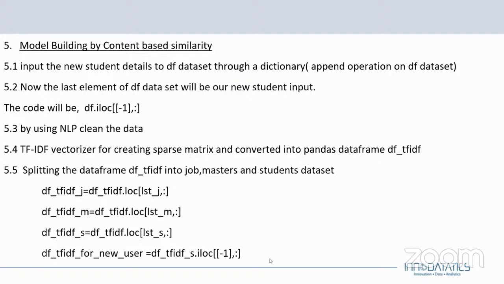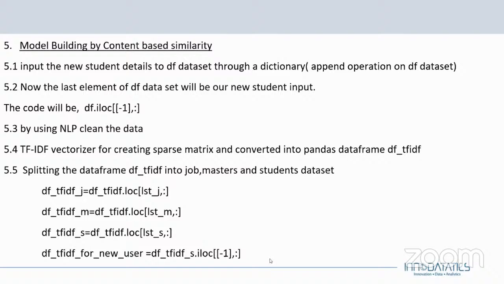So this is the core area of our project, that is the model building. We did the model building by content-based similarity. Initially, the new user will input details like his UG specialization, interest, skill, and everything, and that is input by a dictionary with an append operation. Now we know that with an append operation, the row goes to the last row. That's why the code for that element will be df.iloc[-1, :].